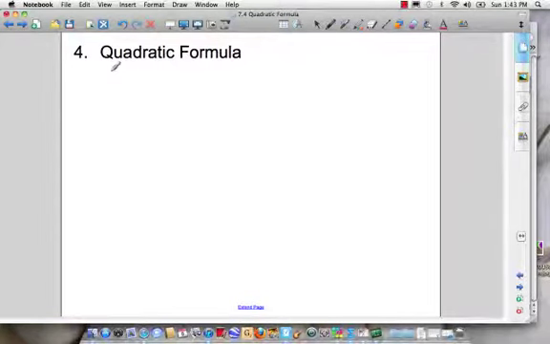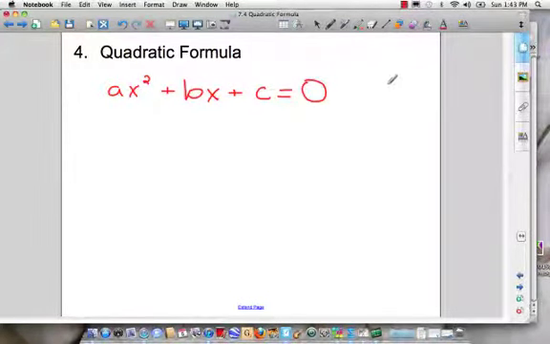Okay, the final method is the quadratic formula. We'll go over this in class tomorrow, and I'll show you how to use it. But the beauty of the quadratic formula is that it works for every quadratic equation. And the way it's derived is by starting with a general quadratic equation, ax squared plus bx plus c equals 0. Any quadratic equation could be written in that form.